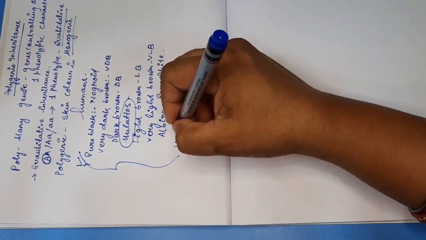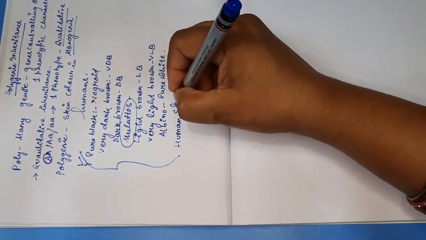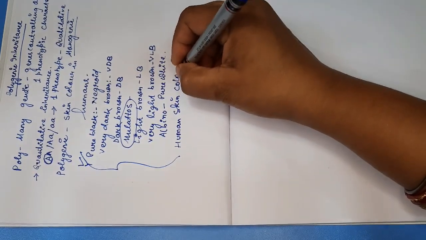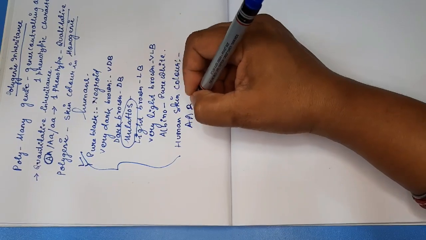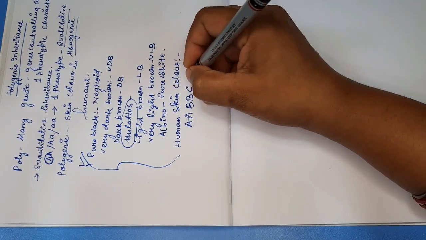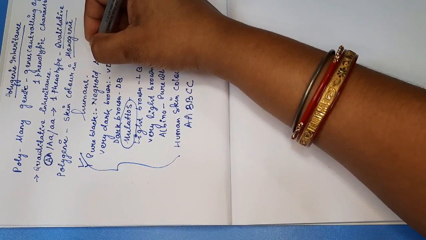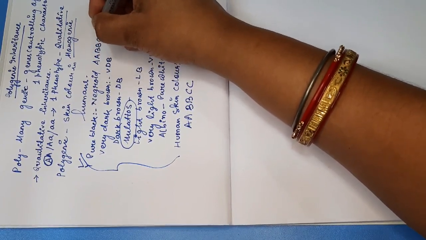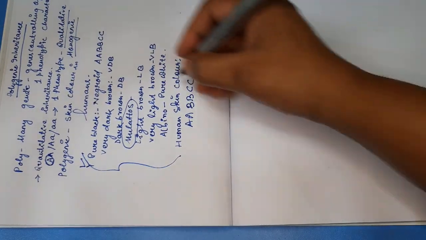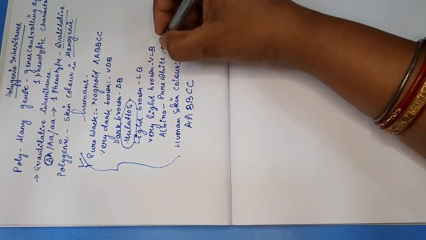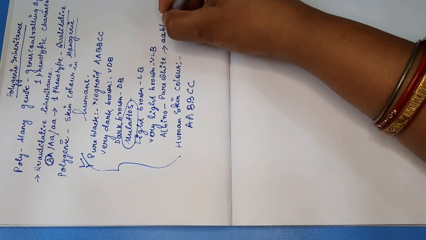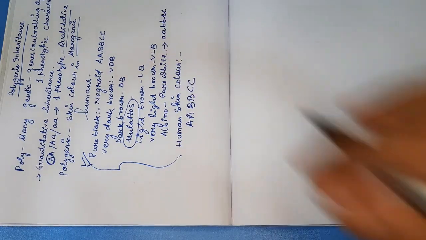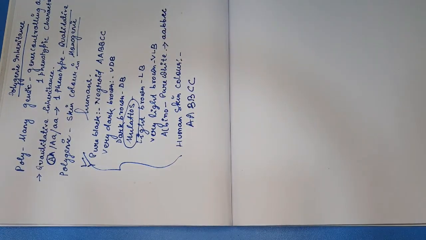phenotype as the inheritance of human skin color, then it is controlled by a set of 3 genes, capital A, capital A, capital B, capital B, and capital C, capital C, which will be responsible for expressing the negroid phenotype. Similarly, for expressing the albino or the pure white phenotype, it will be small a, small a, small b, small b, small c, small c. Other phenotypes we will be gradually discussing as we work out the cross.